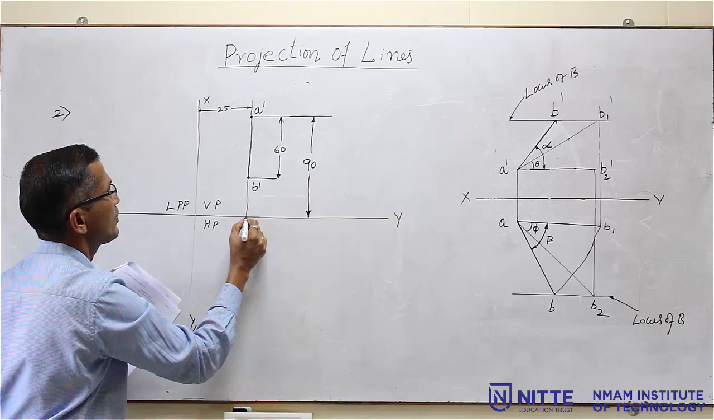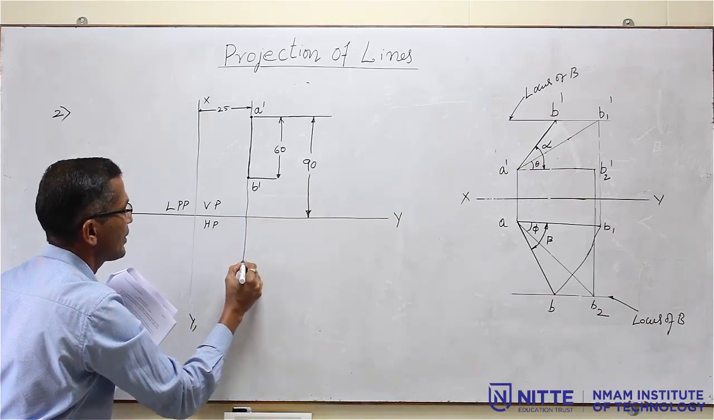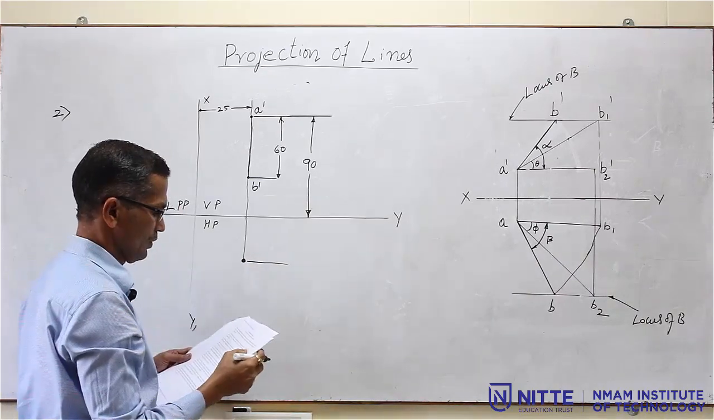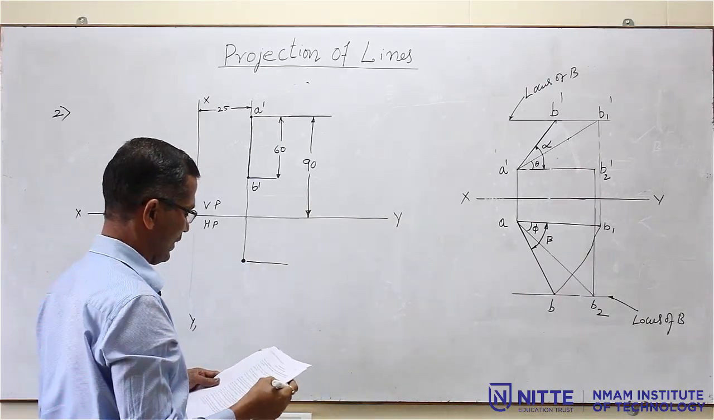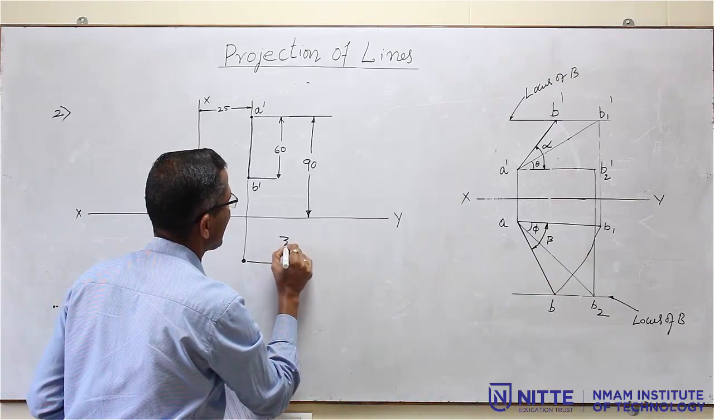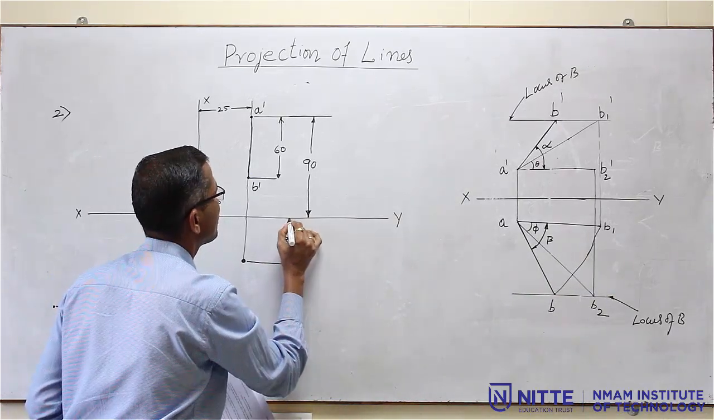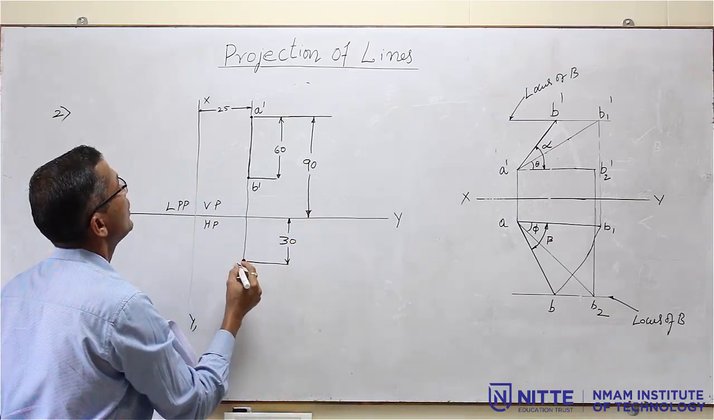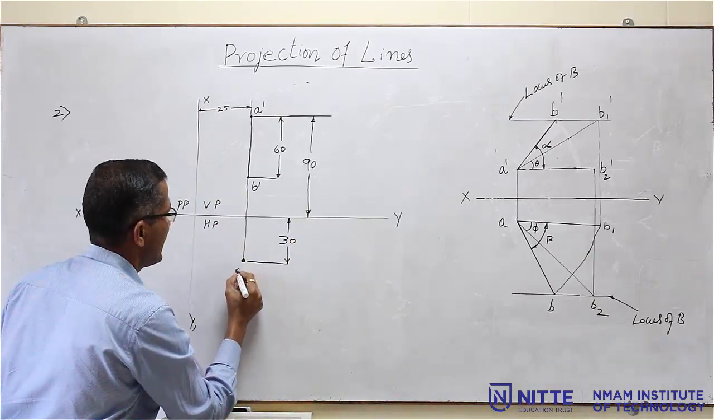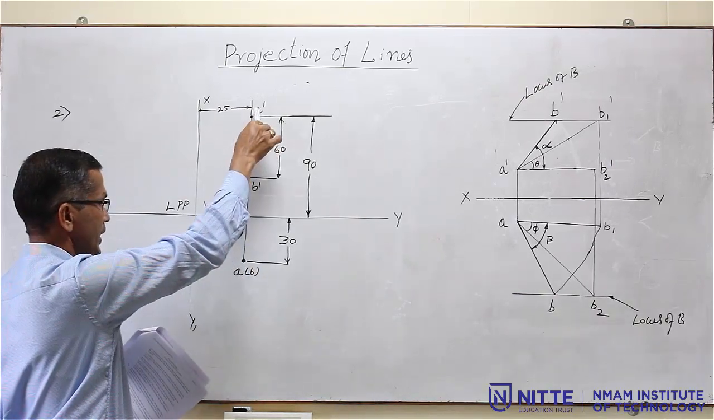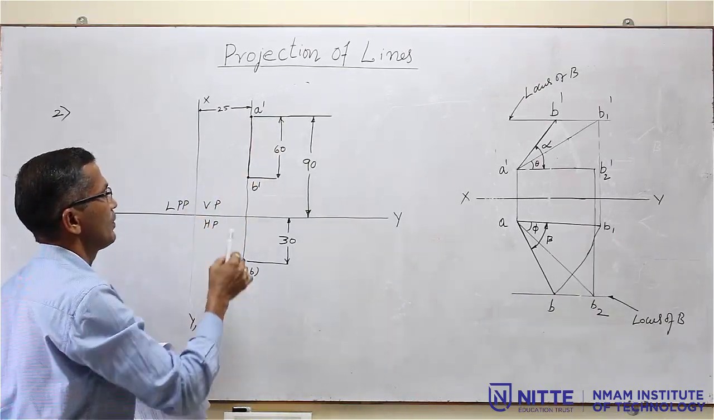From XY line, you measure a distance of 30 mm and mark a point. 30 mm in front of it, that means this distance is 30 mm. This is 30 mm. Call this as A inside the bracket B, because A is visible, B is not visible.